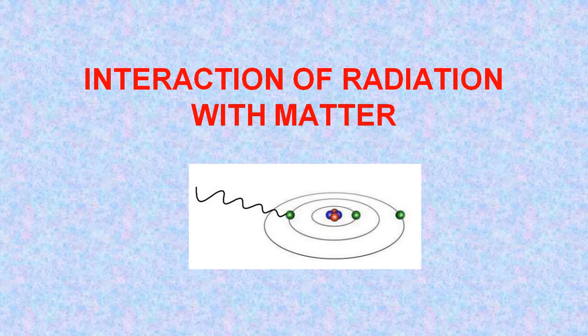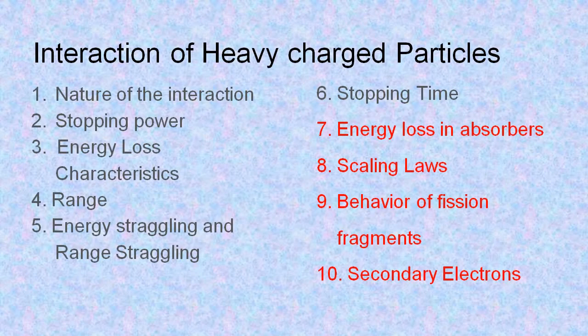The interaction of radiation with matter continues, and the interaction of heavy charged particles. We have discussed some terms. The first 6 terms have already been discussed. So in this class, we will be discussing these terms: energy loss in absorbers, scaling loss, behavior of fission fragments, and secondary electrons.